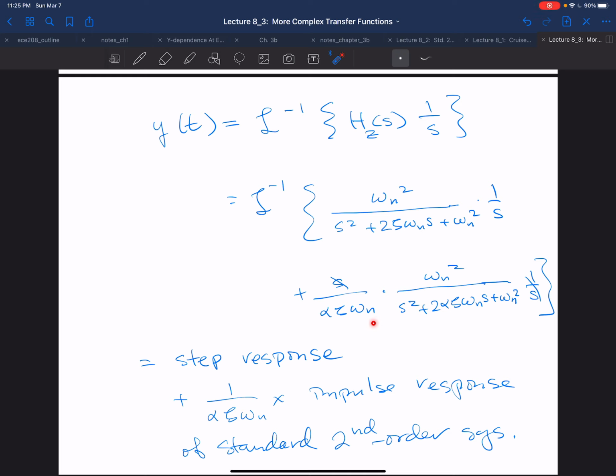So that's going to control the amplitude, if you like, of the scale factor that's applied to this copy of the impulse response of the standard second order system. So again, the general idea is that when we have a more complex transfer function to analyze, we can analyze it in terms of the standard examples that we've already seen, and we see that here. We just end up with a step response of the standard second order system plus 1 over alpha zeta omega n times the impulse response, again, of the standard second order system.